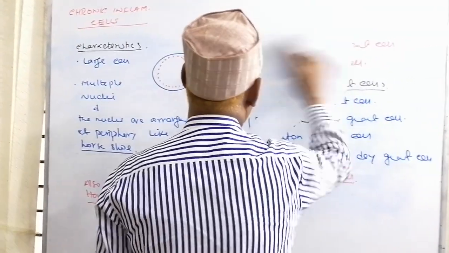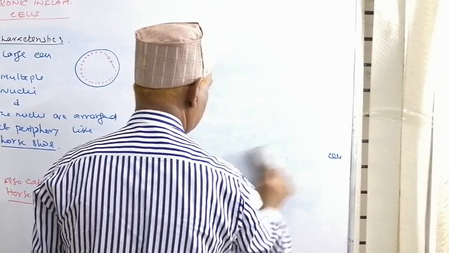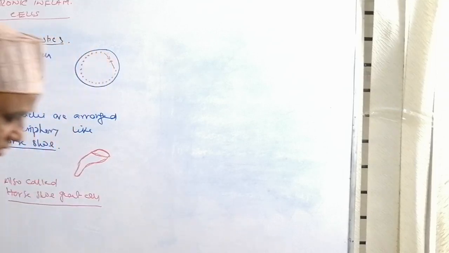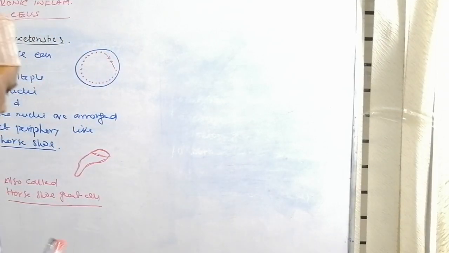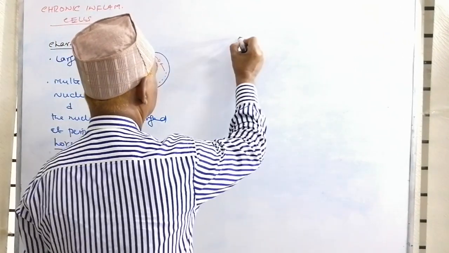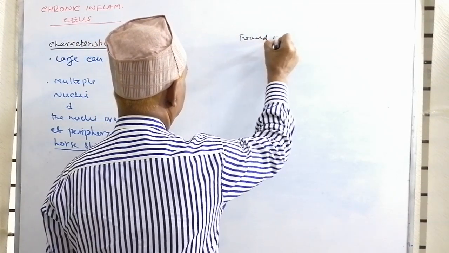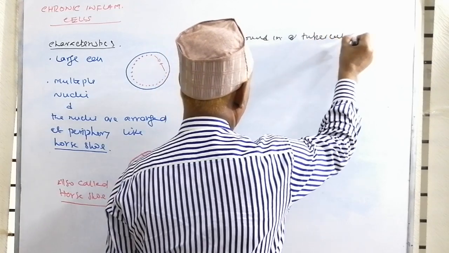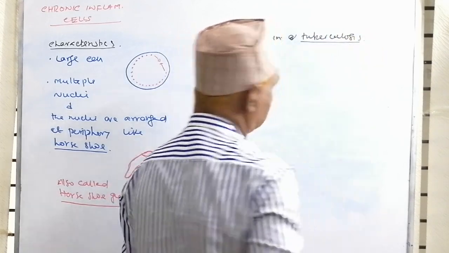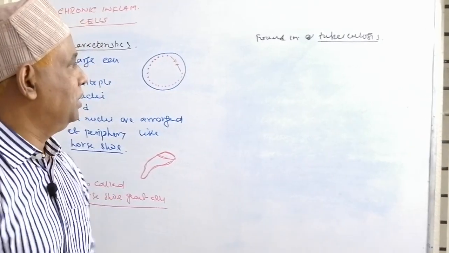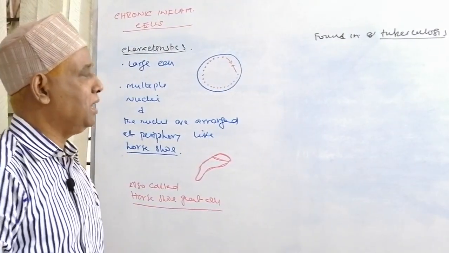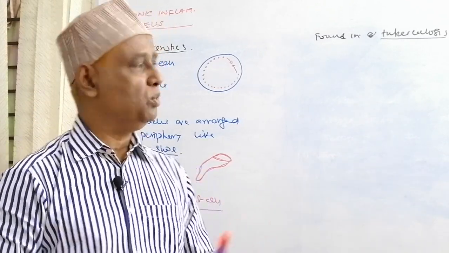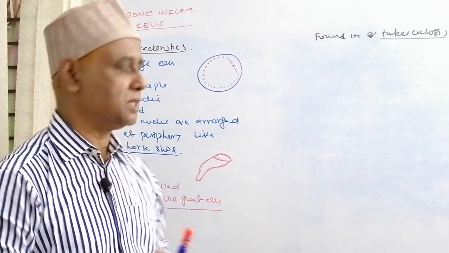Now, in which type of inflammation can we get Langhans type of giant cell? This type of giant cell is found in tuberculosis. So at the site of tuberculosis, either pulmonary or extrapulmonary site, if you examine under the microscope, we can get caseous necrosis. At the same time, we can get Langhans type of giant cell.